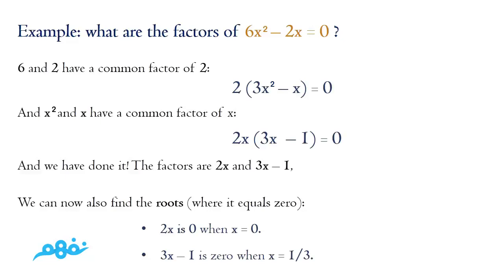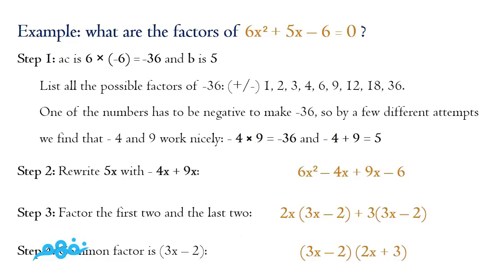And first of all, I can say 2x is 0 when x is 0. And 3x minus 1 is 0 when x equals 1/3. And these are the two roots of the equation, or the values that make the function equal 0.